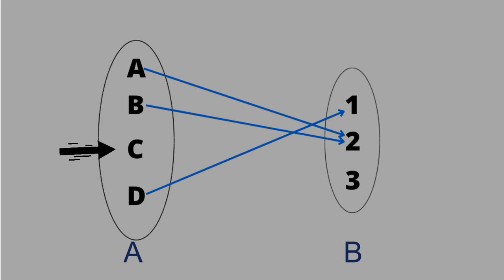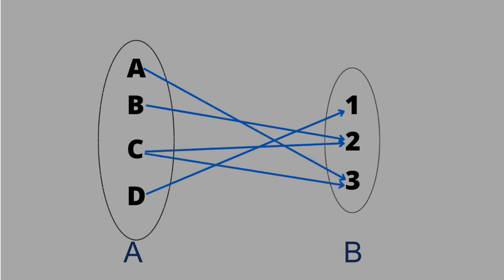This is not a function, since one element from A is not associated with any element from B. We can say that this one is not a function. If you observe carefully, you'd notice that C from set A, which is the input, is corresponding to two elements from set B, therefore we can say that this one is a relation.